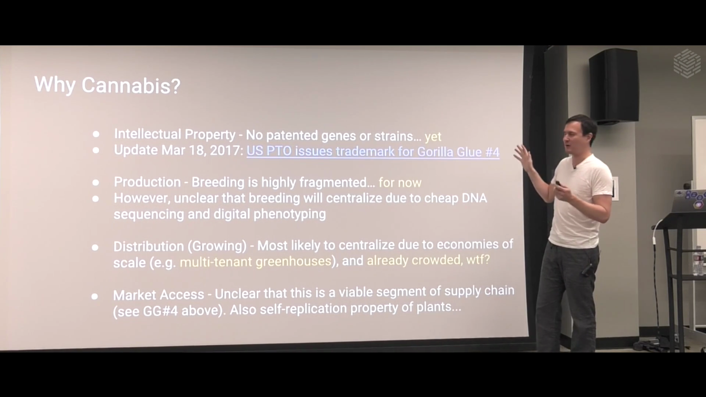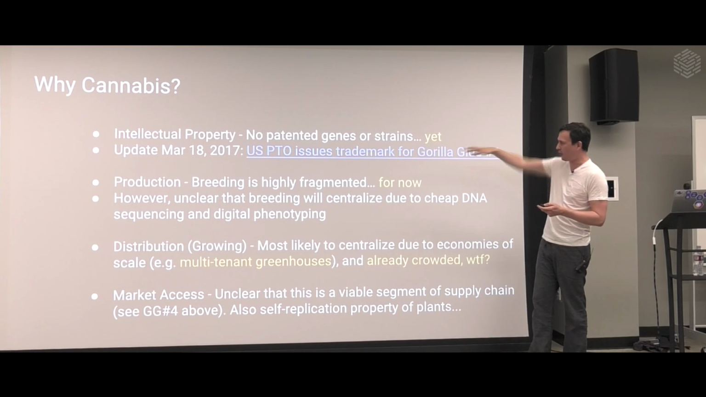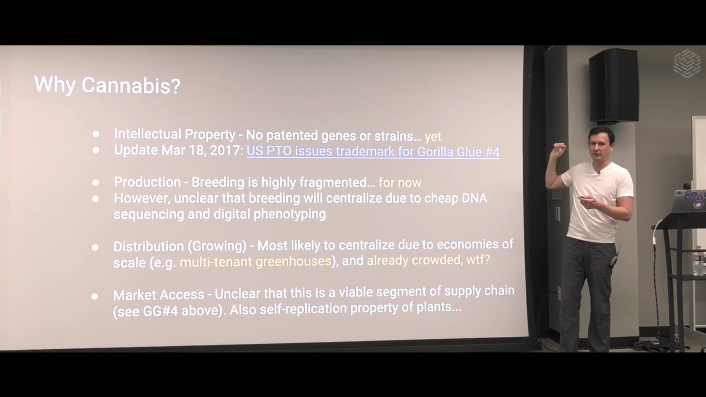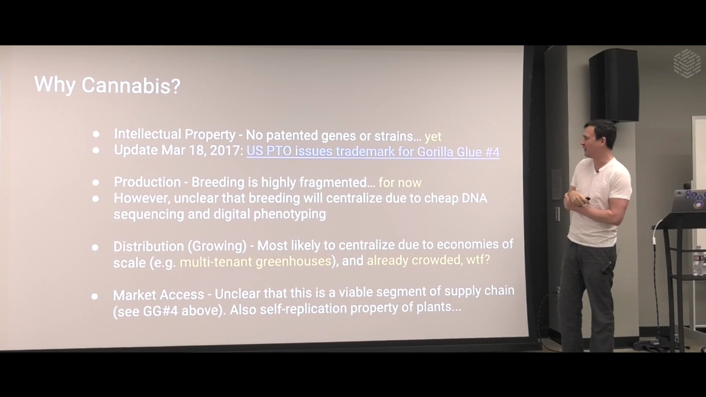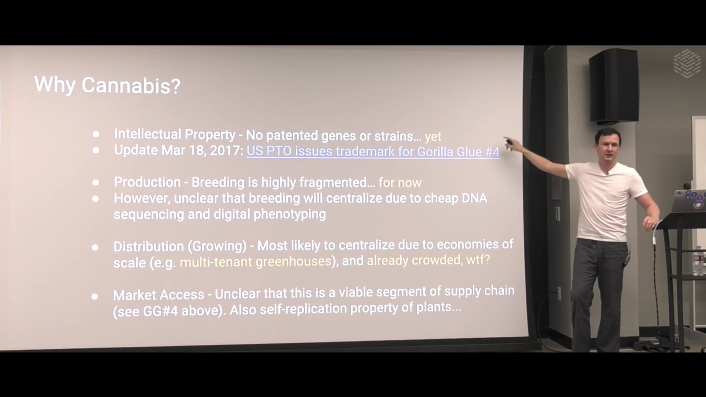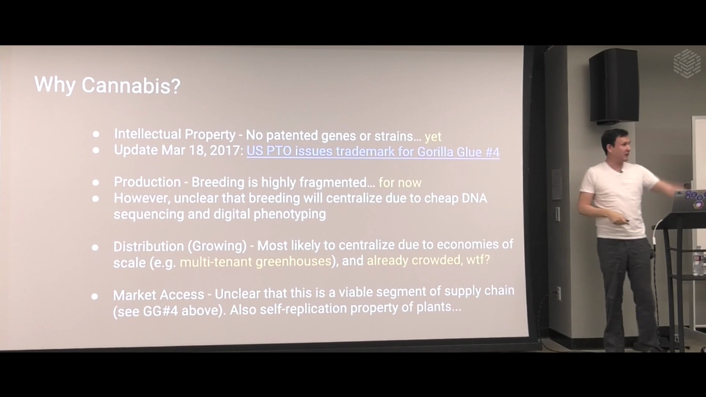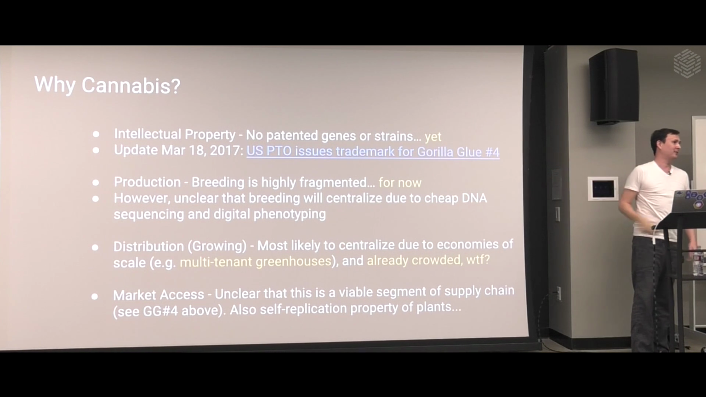But of course, the left hand doesn't know what the right hand is doing. The Patent and Trade Office did issue a trademark last month for this particular popular strain called Gorilla Glue No. 4. The names are fantastic in this area, by the way. So this is basically acknowledgement that cannabis is going to become a commodity federally at some point, and the differentiation is... Trademark? They issued a trademark, yeah. Not a patent. Trademark for the name. Trademark for the name, OK.